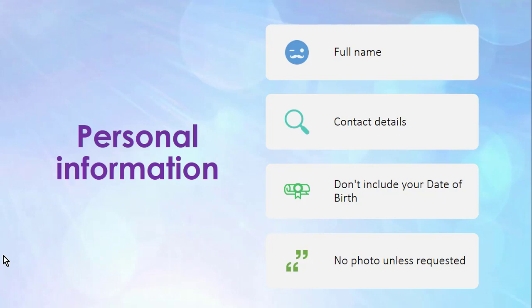So to start off, personal information. So include your full name on your CV and include your contact details, so your phone number and your full address, so that your employer can easily get in touch with you. Don't include your date of birth and also don't include a photo unless this is requested.